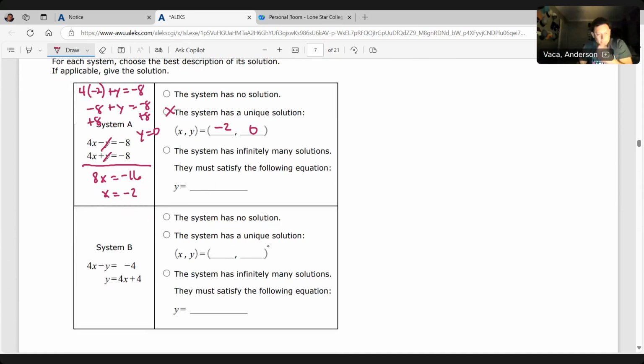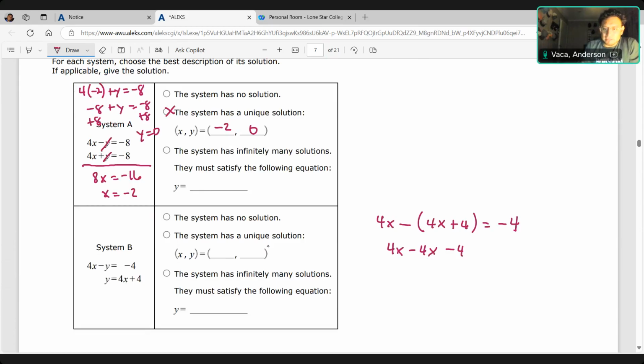For system B, I think I want to use substitution. Look at the fact that there is one equation that says y equals. So here we go. 4x minus 4x minus 4 is equal to negative 4. The x's go away, and we get negative 4 is equal to negative 4. This is true. Therefore, the system has an infinite number of solutions.